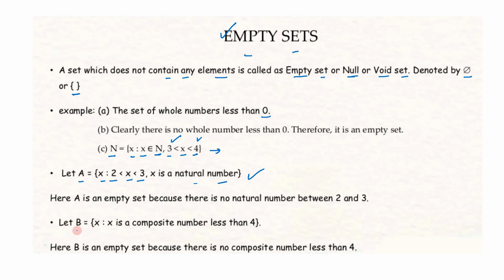Another example, here we are having the set of all x such that x is a composite number less than 4. There is no composite number which is less than 4. So this again forms an empty set.